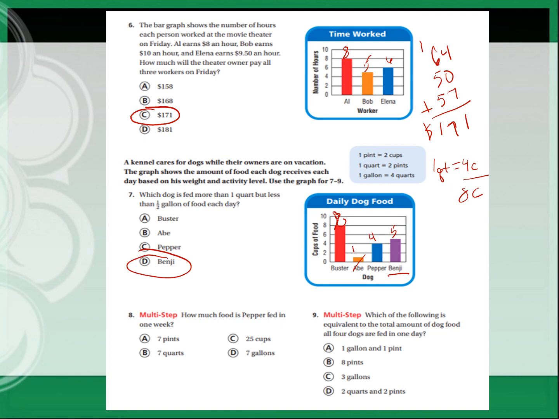Okay, number 8. How much food is Pepper fed in 1 week? Well, if Pepper gets 4 cups a day, 4 cups times 7 is 28 cups. Which one of these is equal to 28 cups? I know it ain't 25 cups. So in a quart, there's 4 cups. So 4 times 7 is 28. So B is my answer.